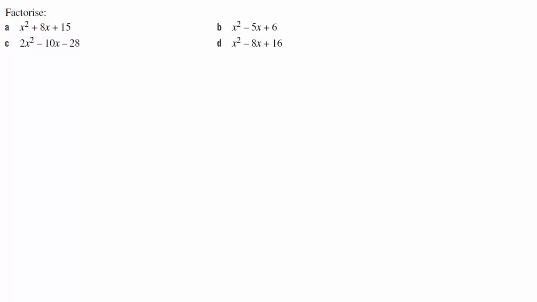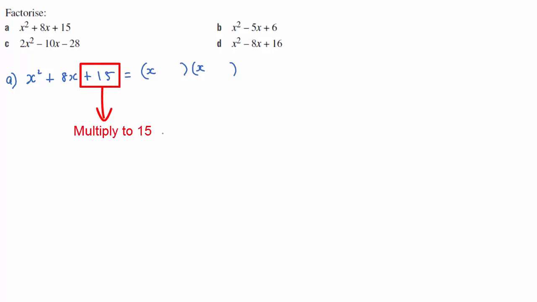In this example, we want to factorise trinomials of the form x squared plus bx plus c. So our first one is x squared plus 8x plus 15. So we're looking at something of the form with two sets of brackets, and we want the first two things in the brackets to multiply to give us x squared. So x and x will achieve this. The second two things in the brackets need to multiply together to give us 15.